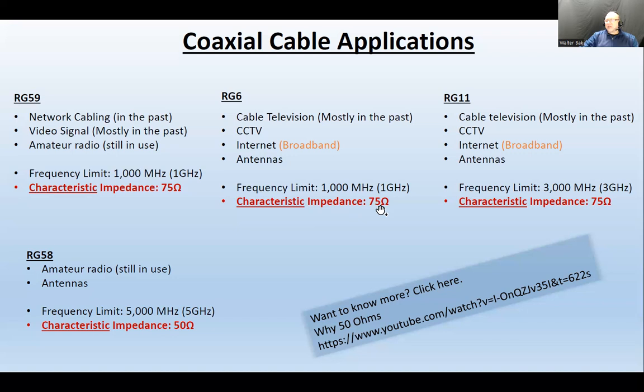Characteristic impedance of that is 75 ohms. And look at the other characteristic impedances. RG59, 75 ohms. RG6, 75 ohms. RG11, 75 ohms. RG50, 50 ohms. Right? So it's either 75 or 50. That's how the industry kind of stayed that way. Now, why 50? Because it started with 50 ohms.